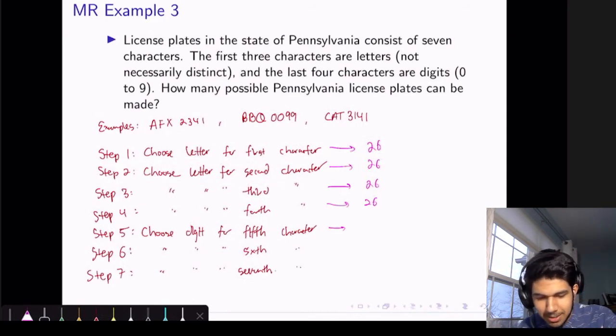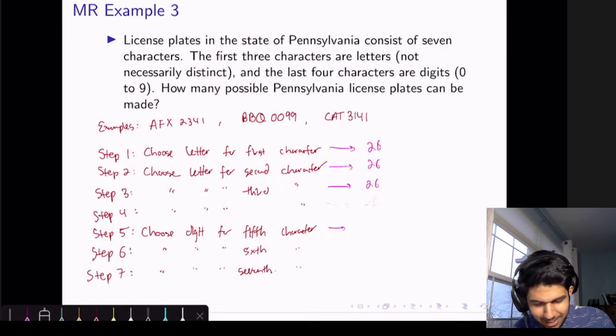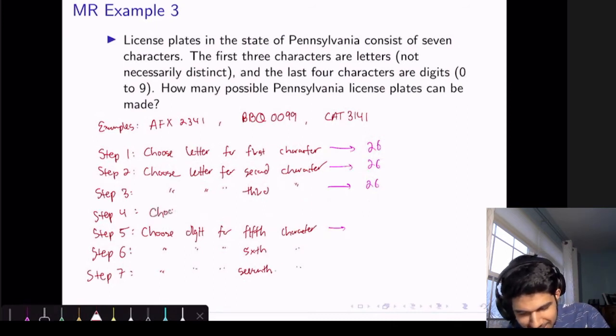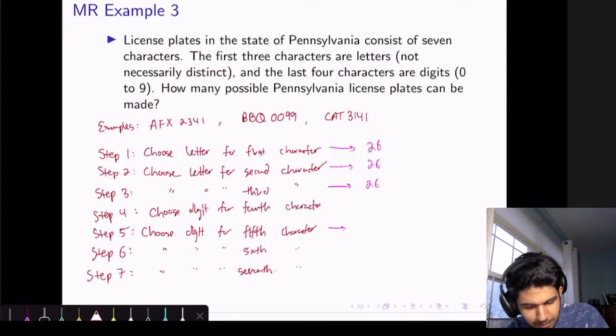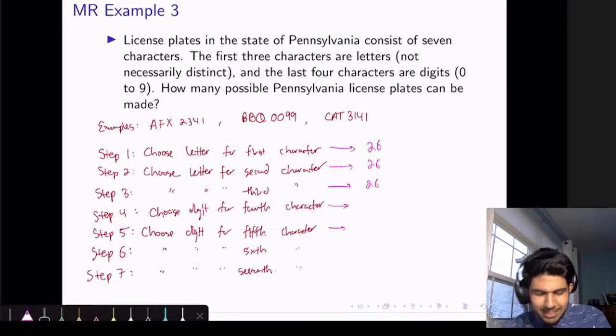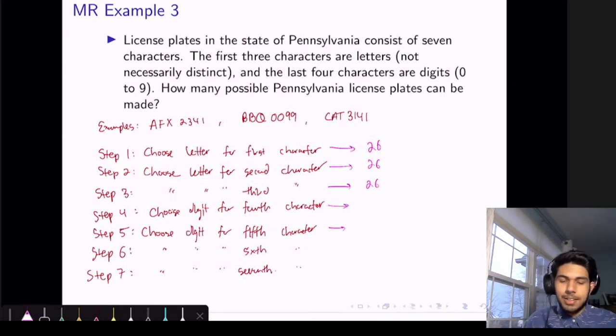Actually, I kind of messed this up a little bit. There's only 3 letters and 4 digits. Okay, let me rewrite this. Okay, so this should be choose a digit for fourth position, fourth character. Okay, so now let's deal with it. We choose a digit for the fourth character.